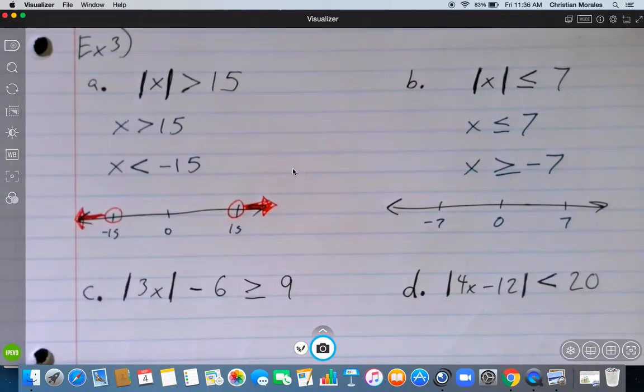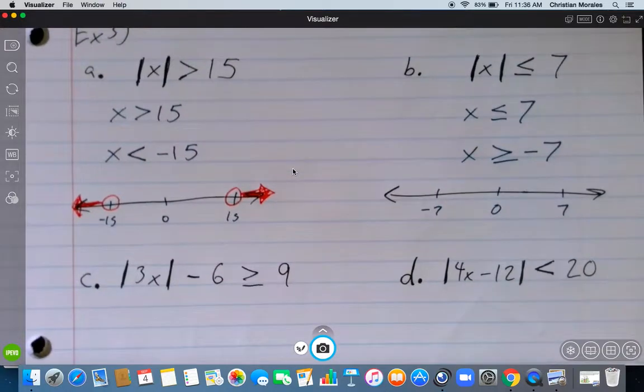And I do not know why it's still losing focus. It's really bothering me. Sorry about that, guys. It's not as clear as I want it to be.